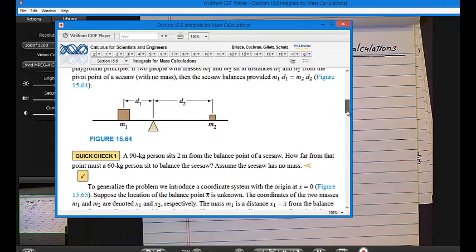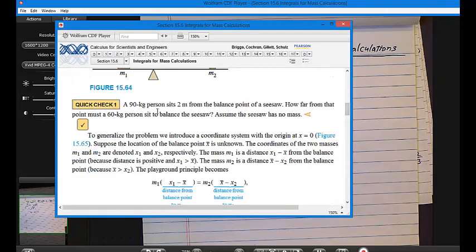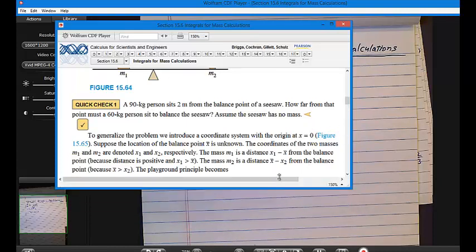So, moving along, they talk about the seesaw too, and they say, here you go. A 90-kilogram person sits 2 meters from the balance point of a seesaw. How far from that point must a 60-kilogram person sit? And assume the seesaw has no mass. That's important also, right? Because if the seesaw is heavy enough, you put the two kids on it, might not matter how big they are, the thing's not moving, right? So we're going to assume that it's significantly lighter than the objects that are placed on it. But yeah, we're following directions here from the problem I just gave you, right?